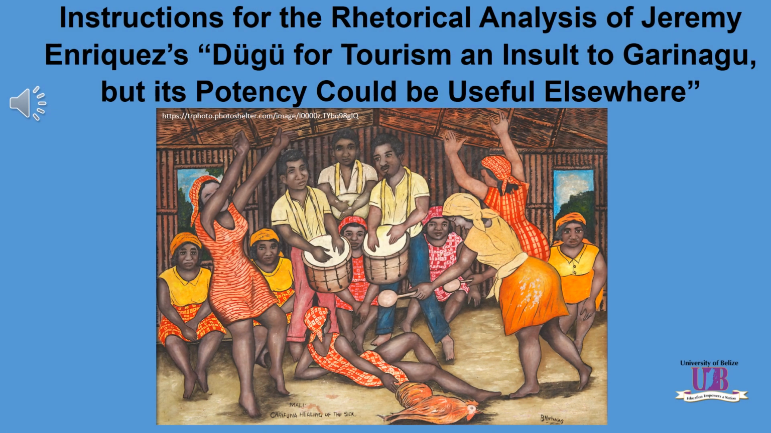This resource provides instructions for writing the rhetorical analysis essay on the article "Digger for Tourism and Insult to Garinago, but its potency could be useful elsewhere" by Jeremy Enriquez.